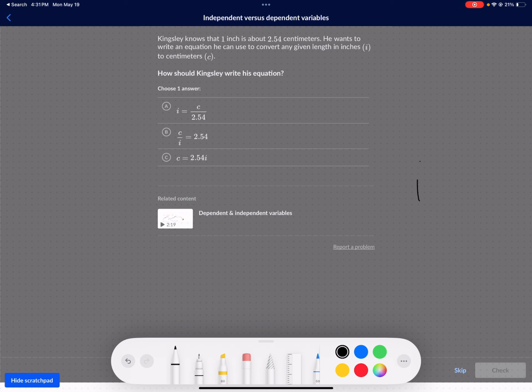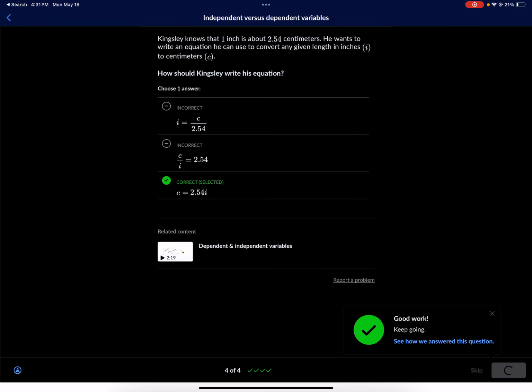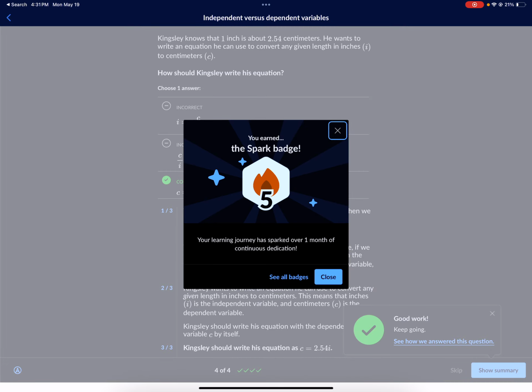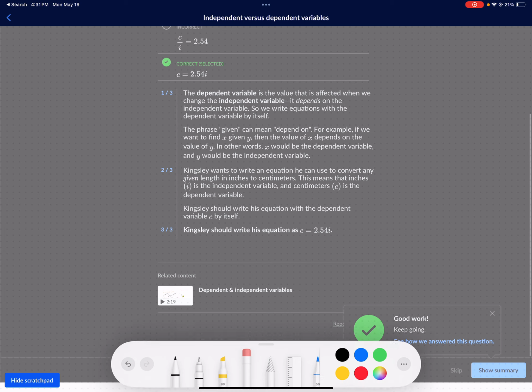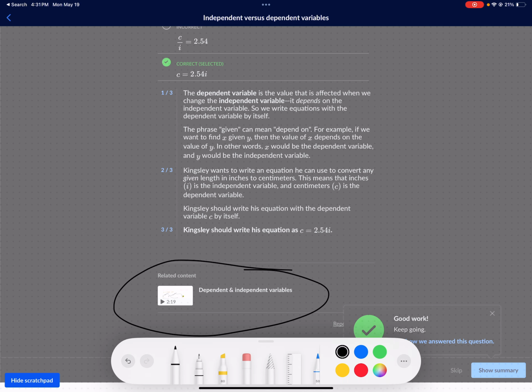So, we know that I is the independent variable because that's the given. So, we want I to stand right here, where we can get a value after multiplying by 2.54. So the answer here is going to be C. If you got that right, oh nice, we got a badge. If you got that right, good job.